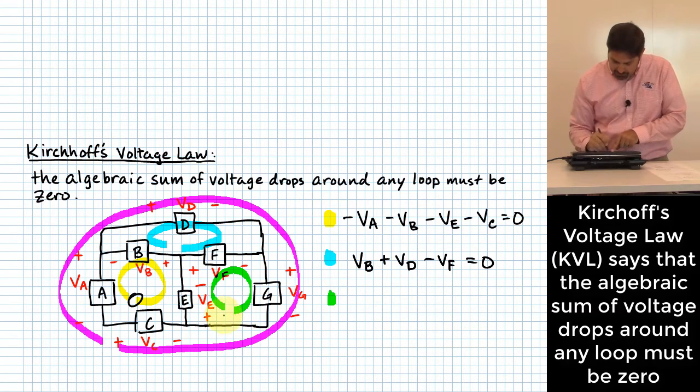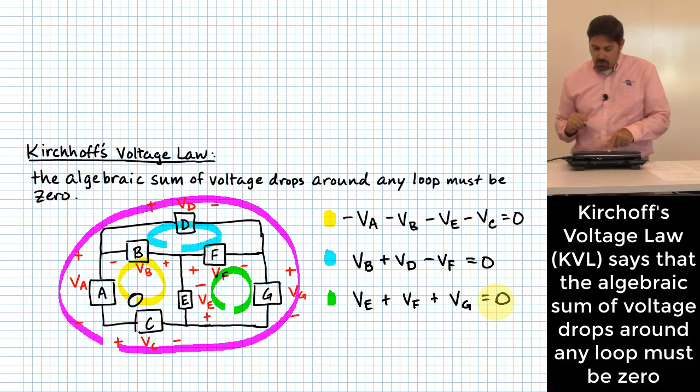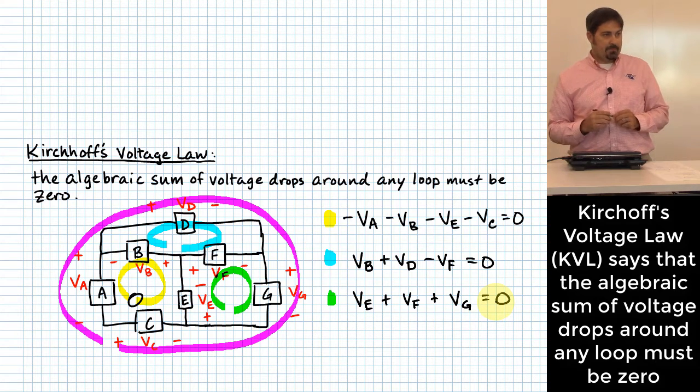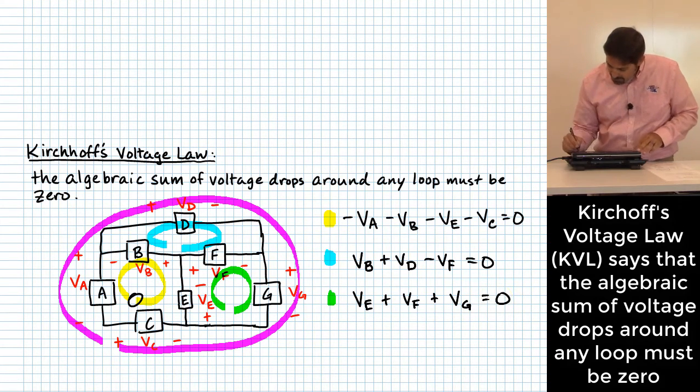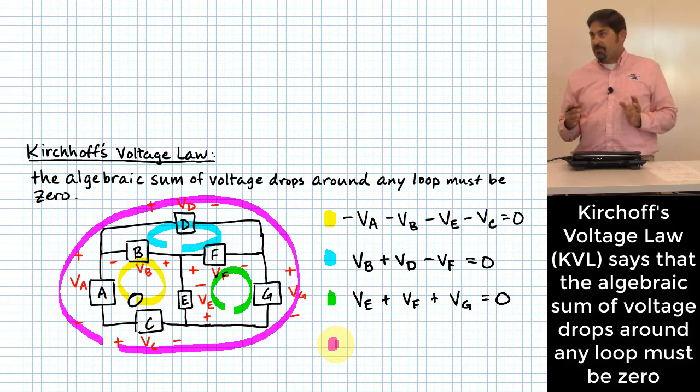For that one, I will have VE. Okay. Then what? Positive VE, because I hit the plus first on VE. Then I have plus VF plus VG. Do I have anything else? So that, according to Kirchhoff's voltage law, had also better equal 0, that sum. Okay. Now we got one more, and it goes around the outside. And by the way, there are other loops I could have identified here. I just don't want to spend all day showing all the loops on all of this, okay?